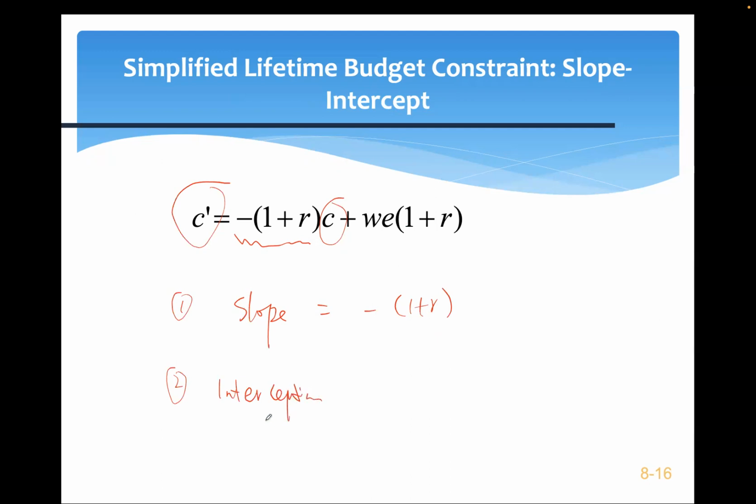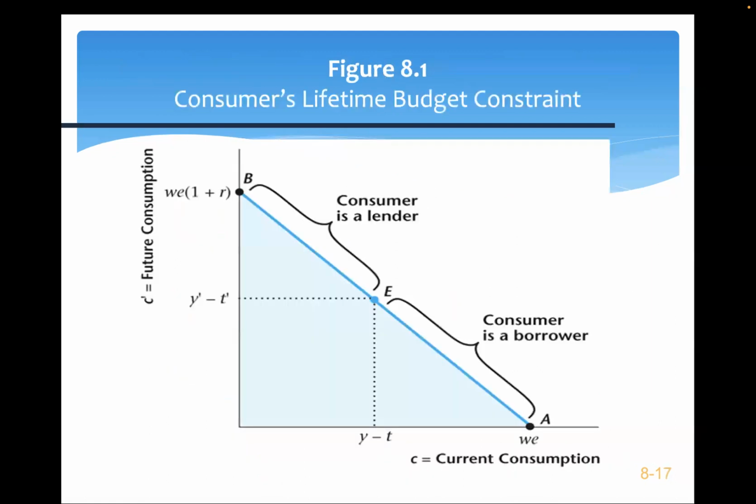Number two, the intercept on the y-axis must equal 0 and W E times (1 + R), right? So this is when C equals 0. On the other hand, the intercept on the x-axis is when C prime equals 0. It shouldn't be difficult for us to find out. It's going to be C equal to W E and C prime equal to 0. All right, now let's go to here.